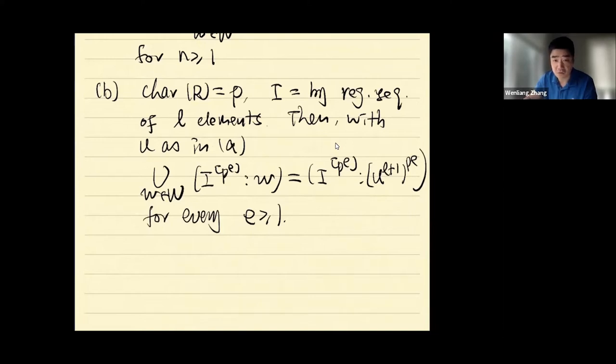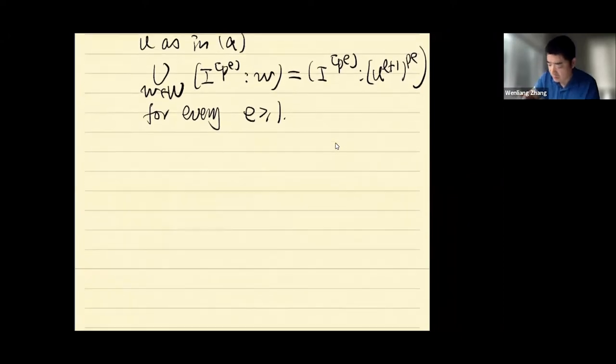Instead, I'm going to use part B to prove that if I have a regular sequence, then tight closure commutes with localization. The crucial part is this U and L, which are independent of E. All right, now to do that, I also need an easy proposition. Proposition two. So this is true in general.